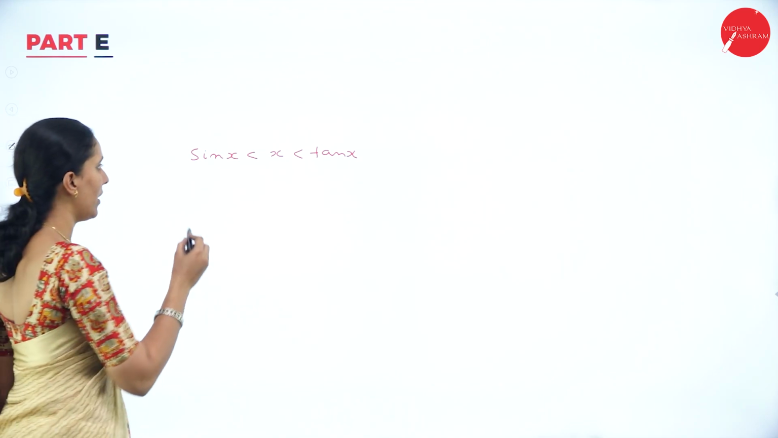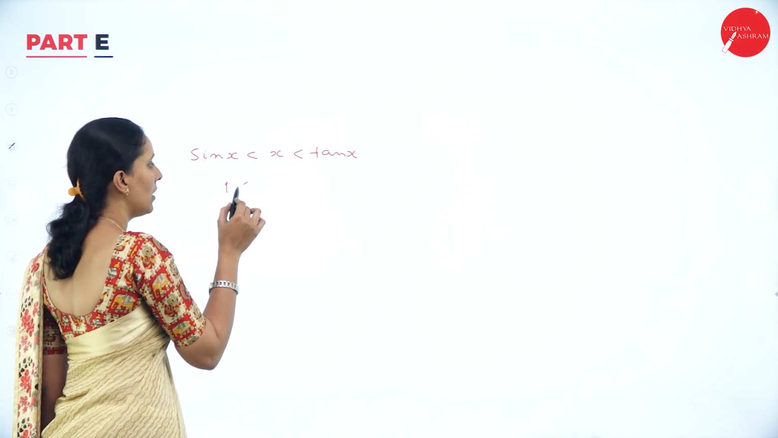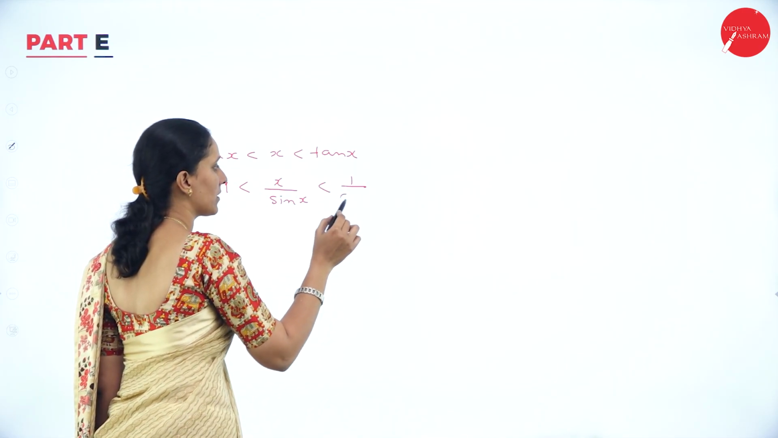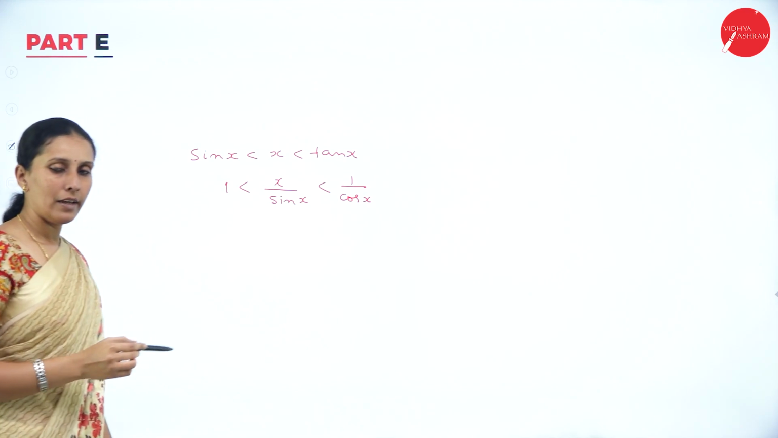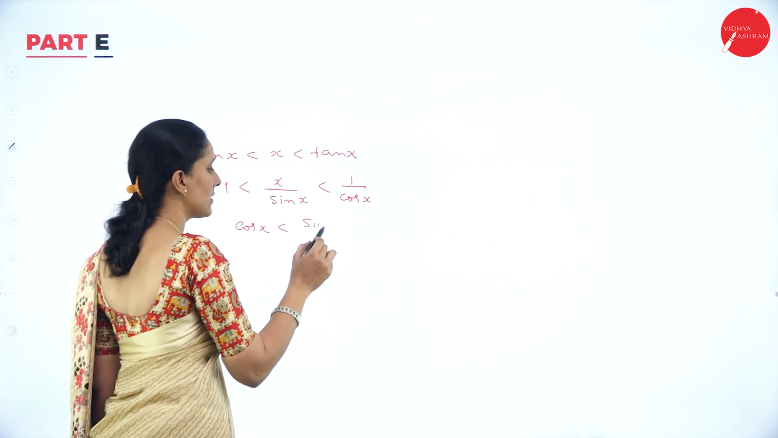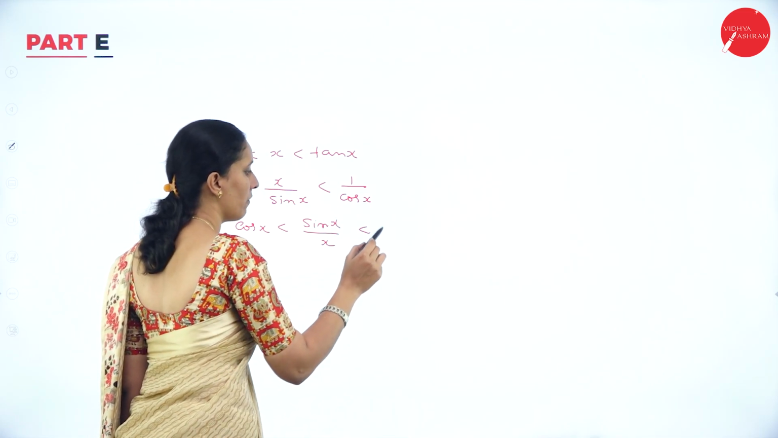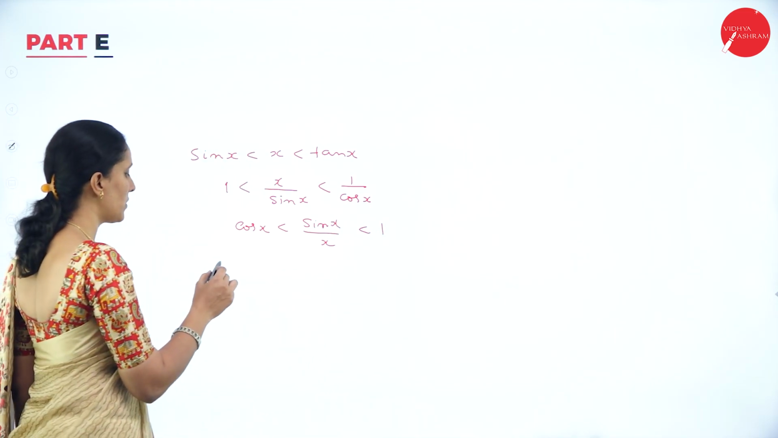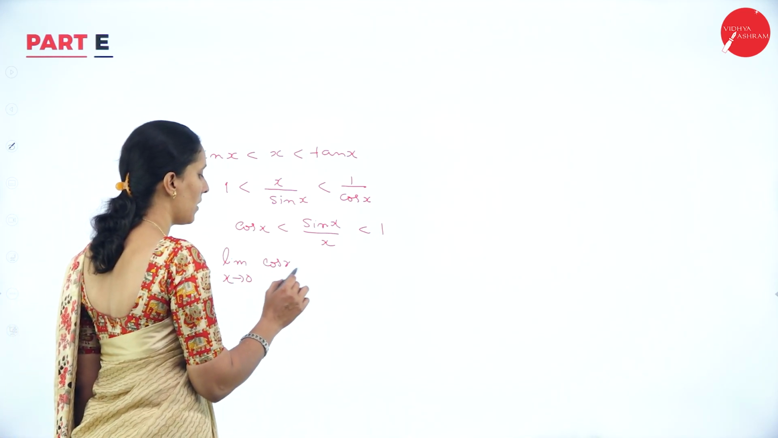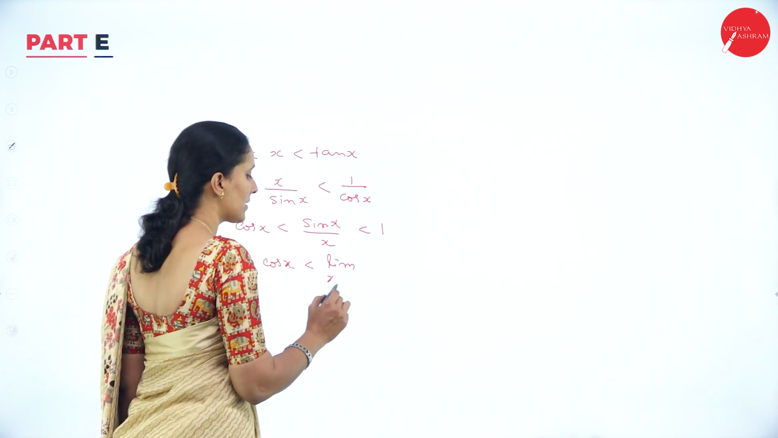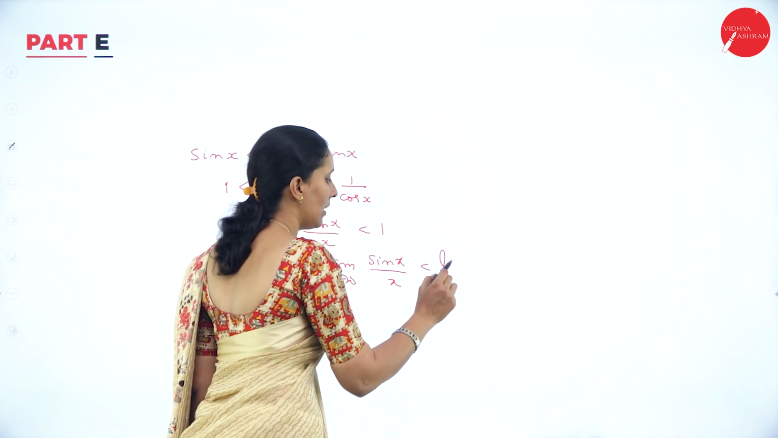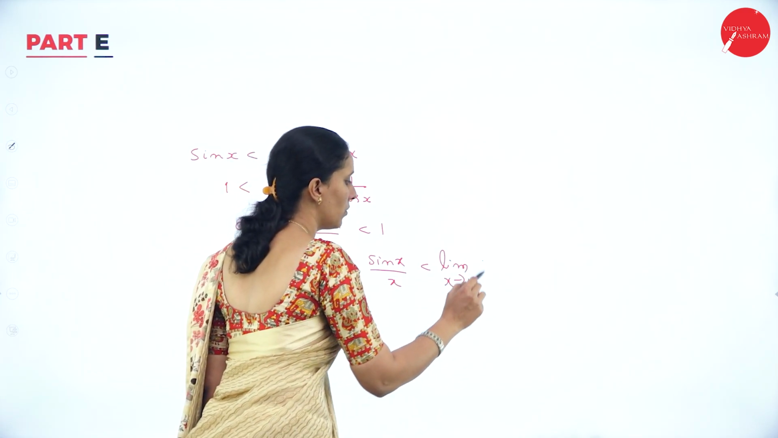Dividing throughout by sin x, we will get 1 less than x by sin x less than 1 by cos x. Now taking reciprocals throughout, we will get cos x less than sin x by x less than 1. Apply the limit as x tends to 0. We will get limit as x tends to 0 cos x less than limit x tends to 0 sin x by x less than limit x tends to 0 of 1.